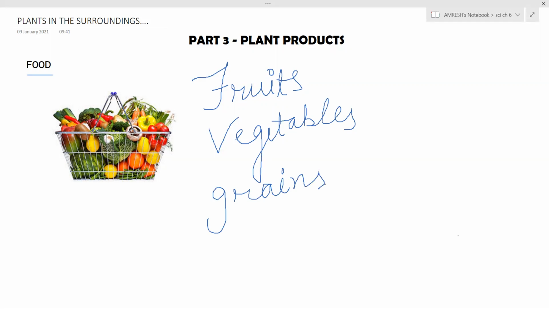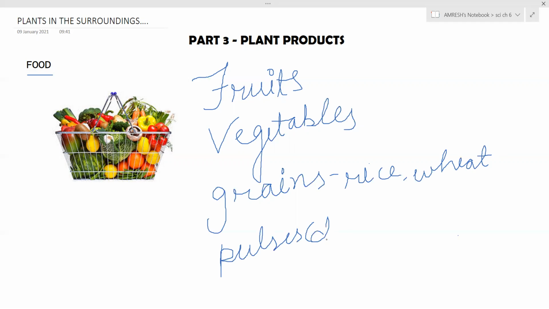We eat this. Grains means what? Rice, wheat. Rice is the staple food. Every day we eat rice or roti. Roti is made up of wheat. And also pulses, which means dal, moong dal, arhar dal, all the dals. These all are the food products that we get from the plant.